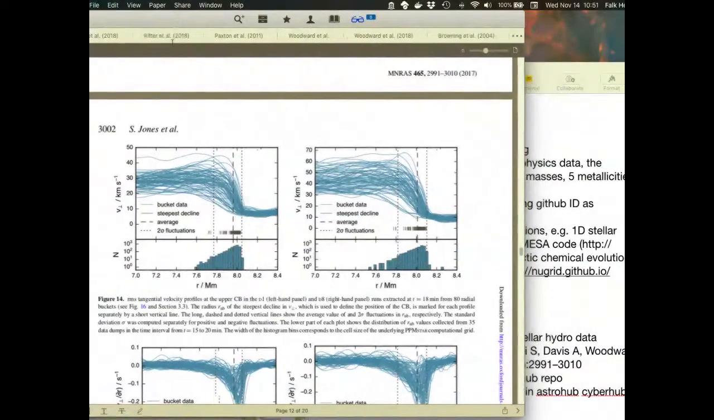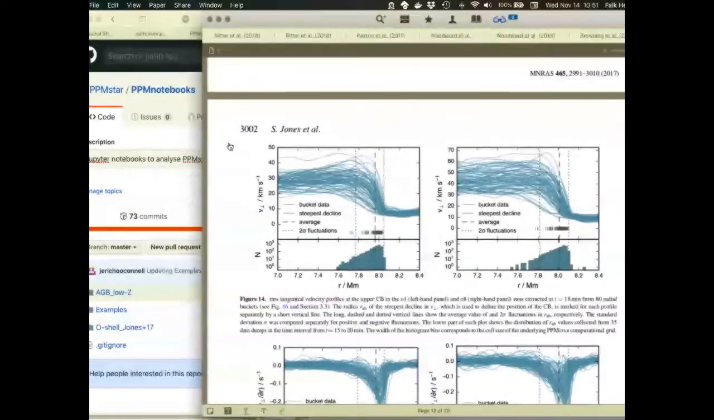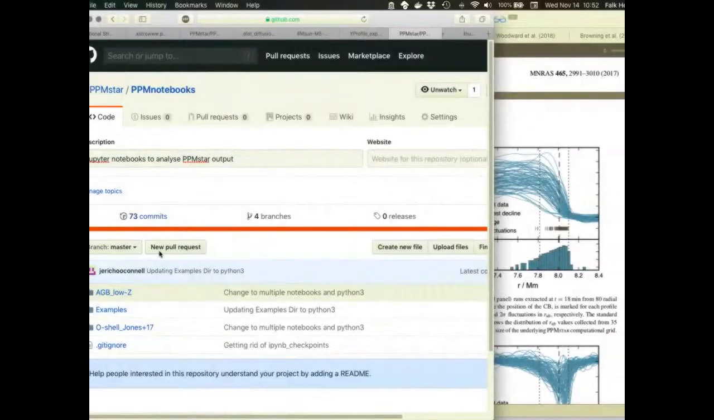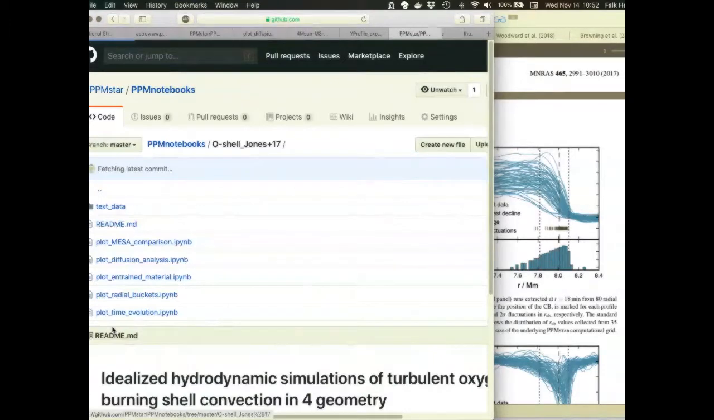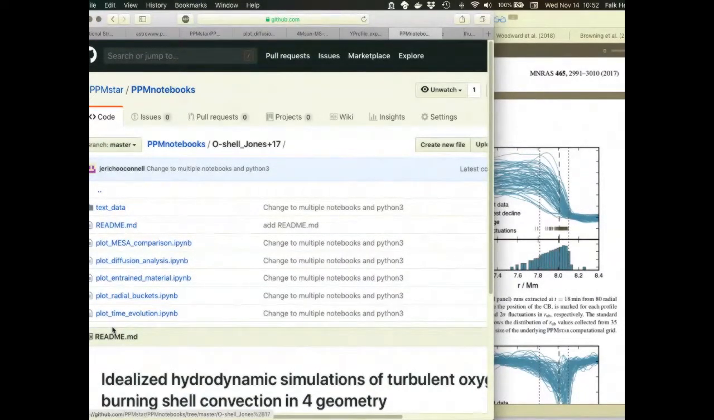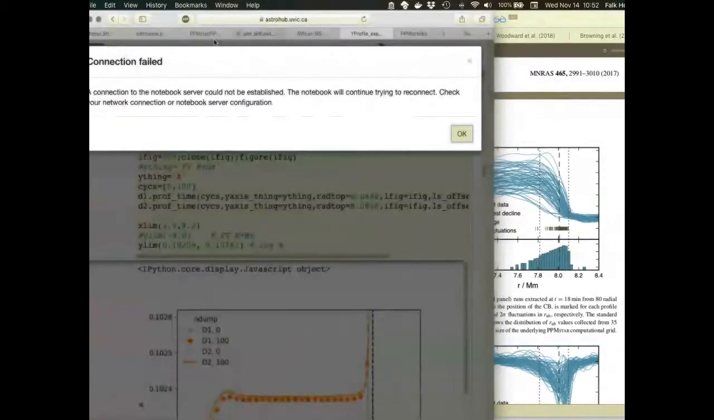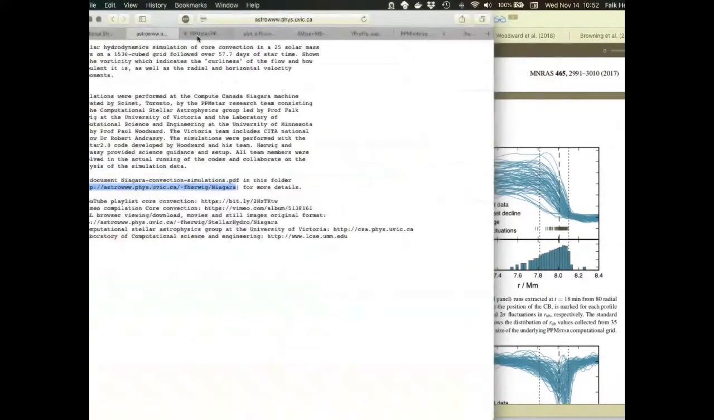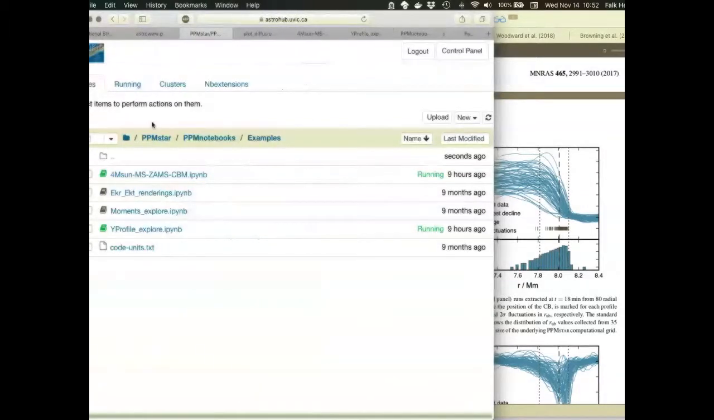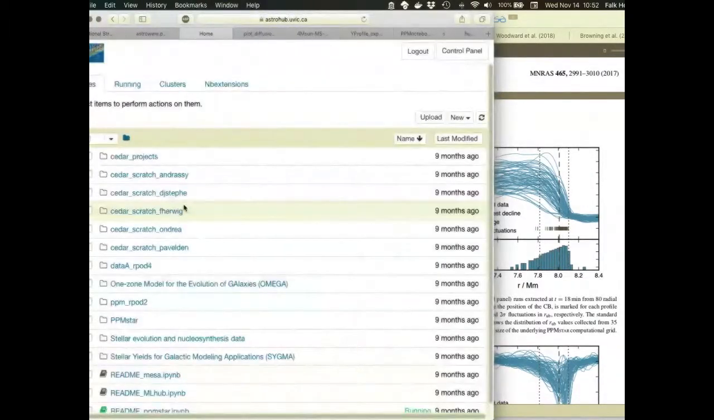And so what we have done is we have on our publicly available GitHub repository, and you could go there, PPMstar, PPM notebooks, we have for this paper, Jones et al. 2017, created a set of notebooks that essentially create all of the plots that are shown in the paper. And then you can take these notebooks and you can go to our server, astrohub.uvic.ca, and you would have to contact us right now.